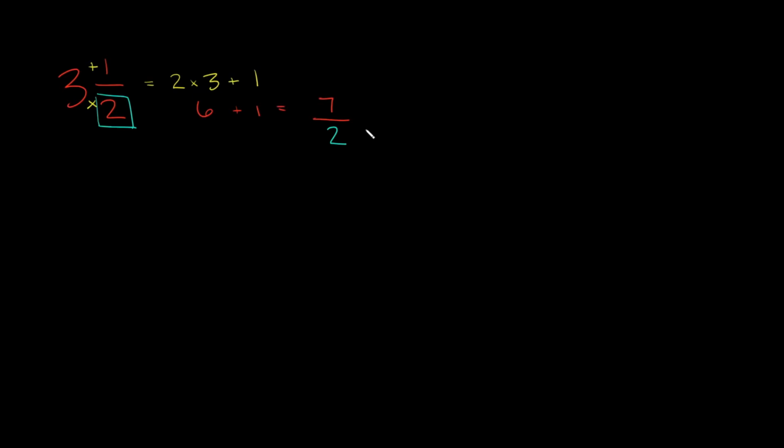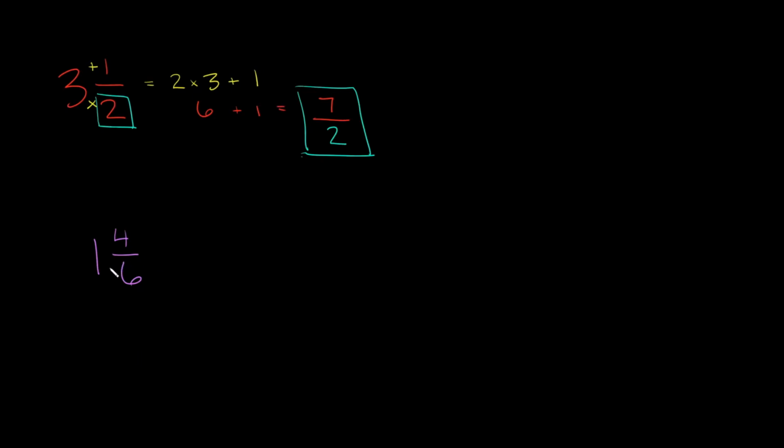Can we reduce this fraction anymore? No, because there's no number we can divide into the top and the bottom evenly. So our answer is simply 7 over 2. Okay, let's try another example. What if we had 1 4/6? How can we convert this to an improper fraction?